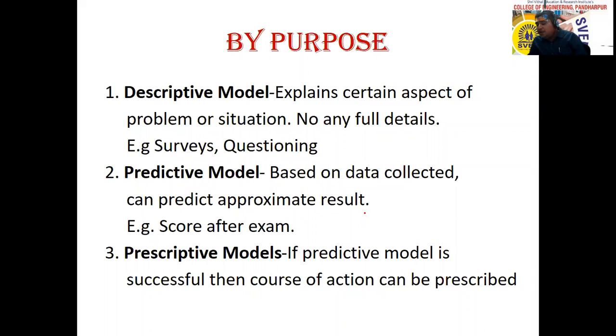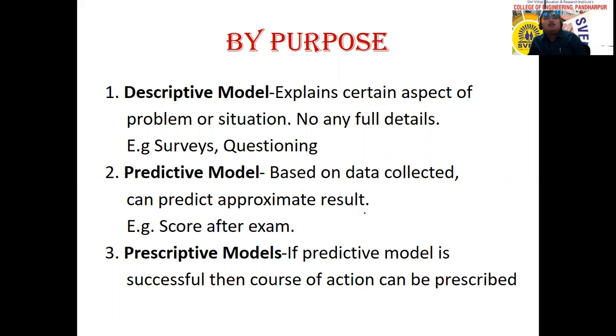If the predictive model is not successful, that means you predicted that you will get 58 marks out of 70, but you are getting only 28 or 30 marks, then your predictive model fails and your prescriptive model is not going to work. So how can you prescribe things when you are not getting the marks you predicted? Is it right?